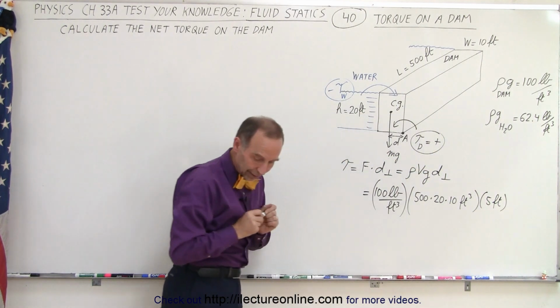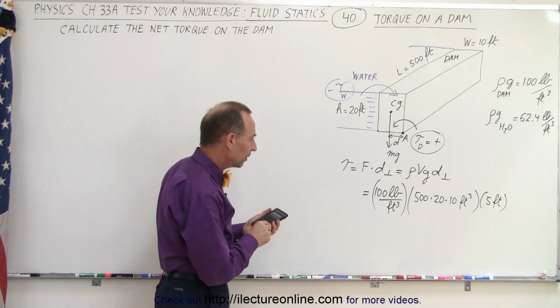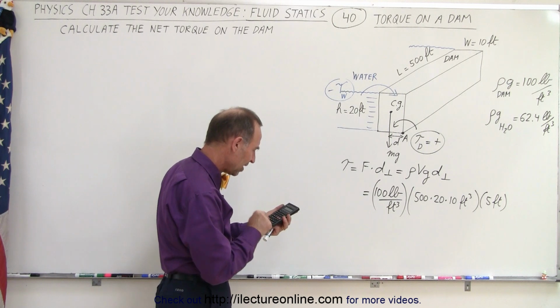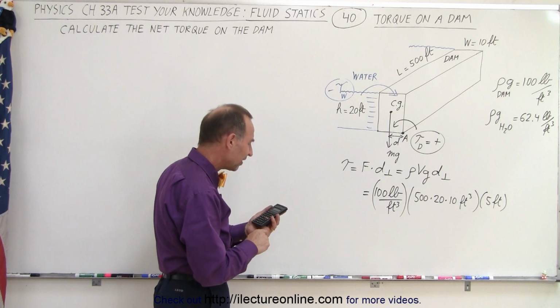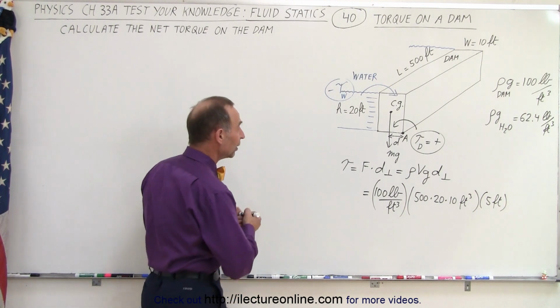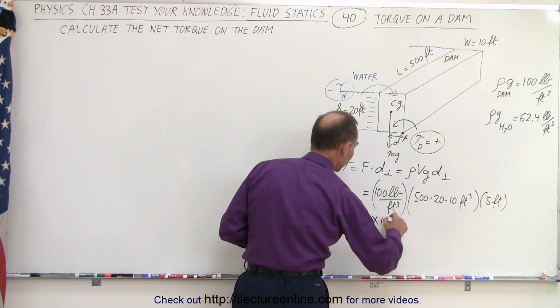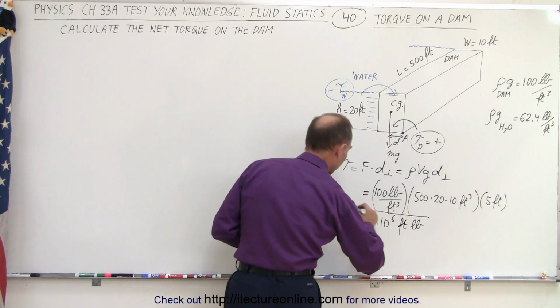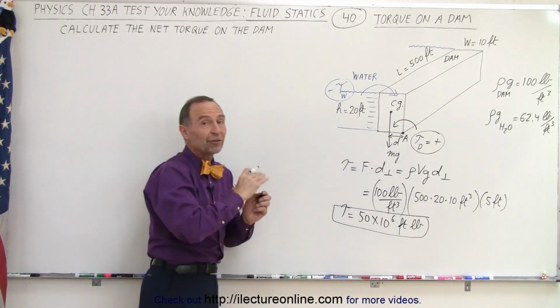All right, so let's calculate the torque of the dam. So we have 100 times 500 times 20 times 10 times 5 equals, and that is 5 times 10 to the 7, that's 50 million foot-pounds. So the torque is equal to 50 times 10 to the 6th foot-pounds. So that's what we call the positive torque that's keeping the dam from tipping over.